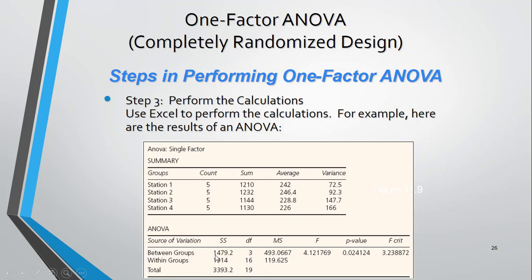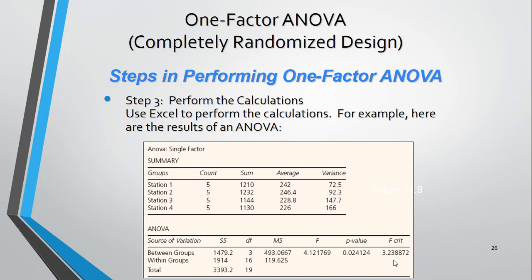MSA, you take 1479 divided by 3, you'll get this. 1914 divided by 16, you'll get this. And then take 493 divided by 119, gives you F of 4.121. Remember, the critical value is 3.24. So this is larger than the critical value, therefore we're going to reject the null.